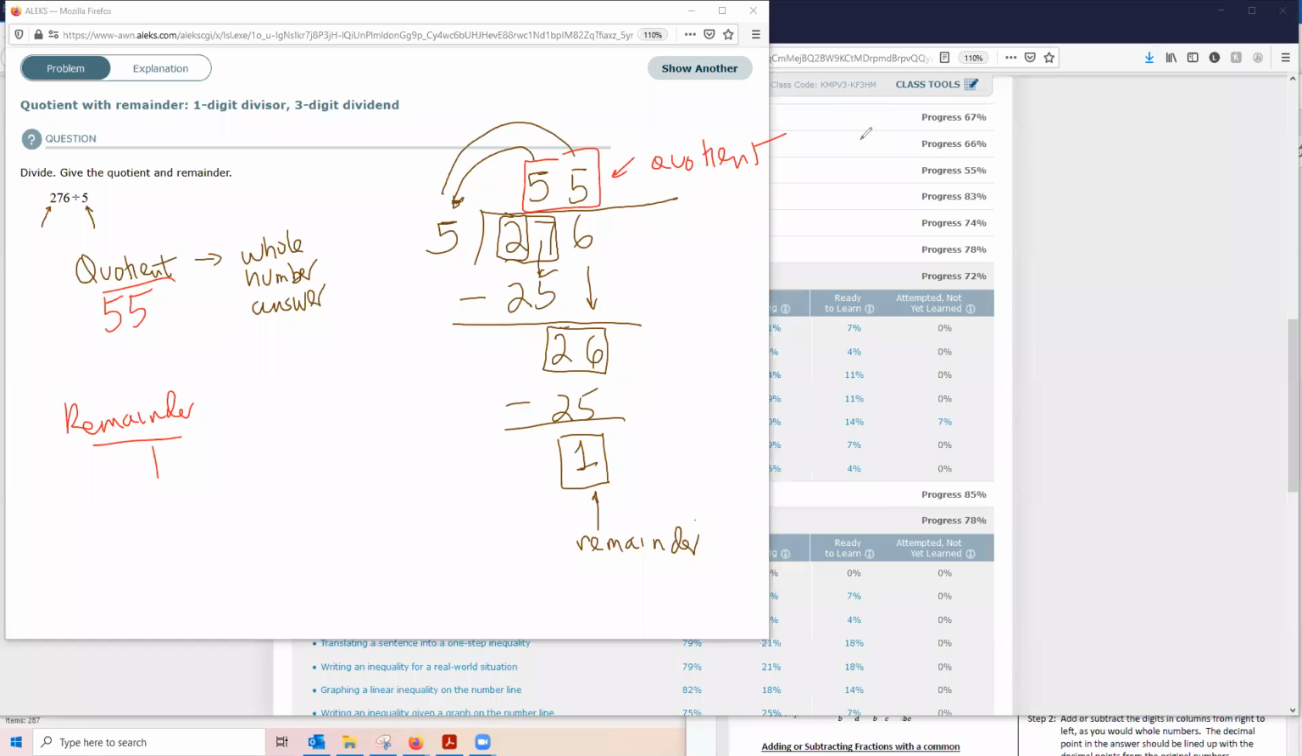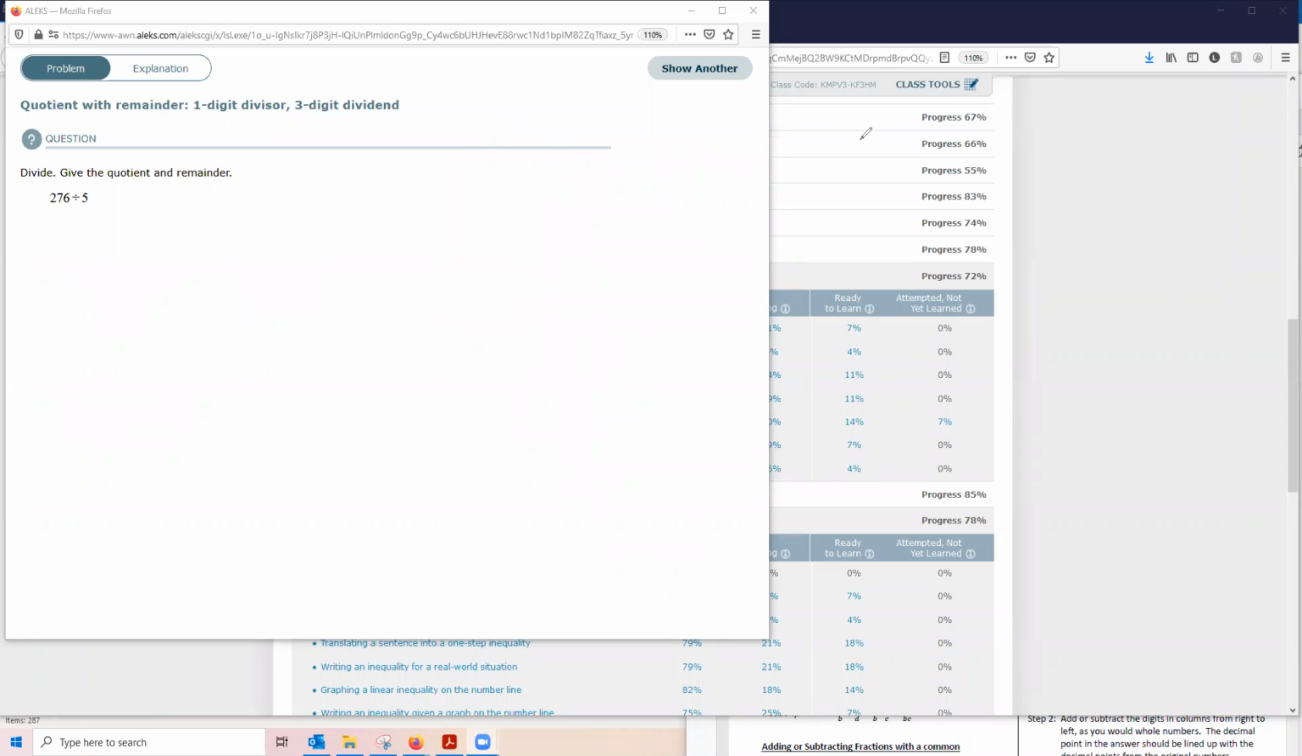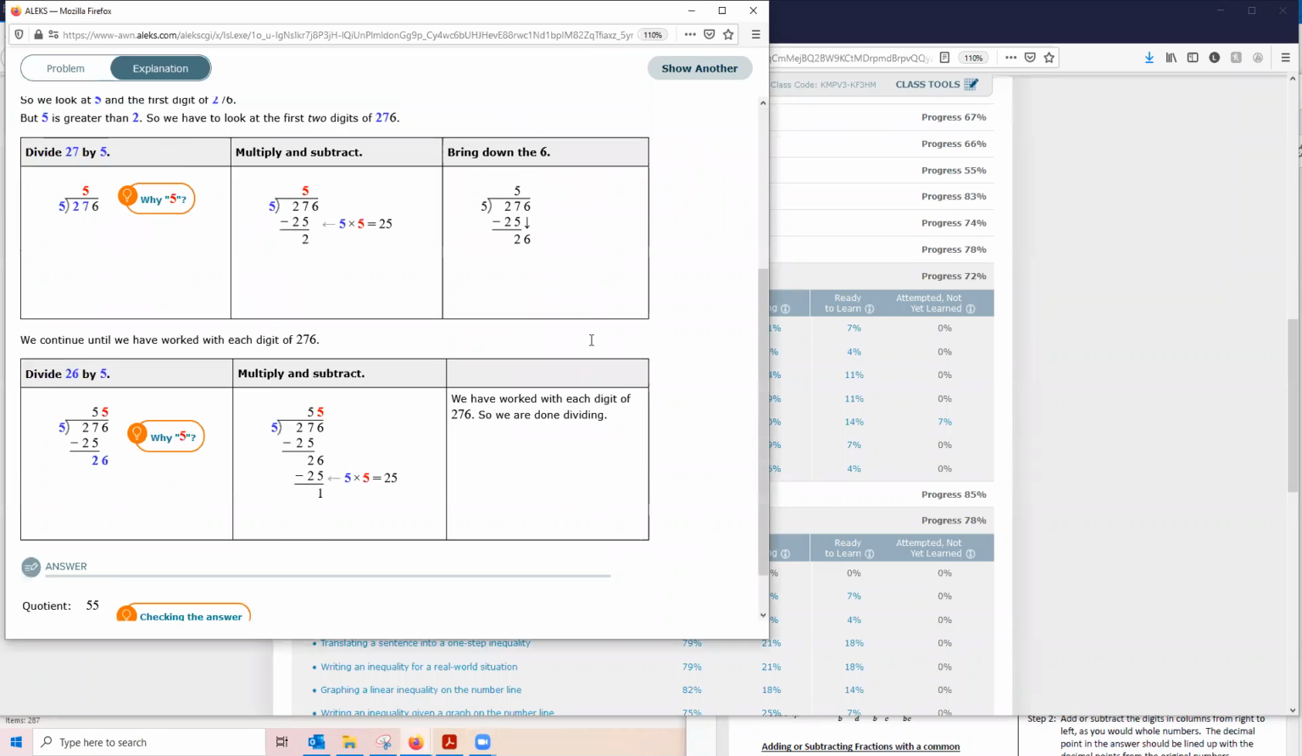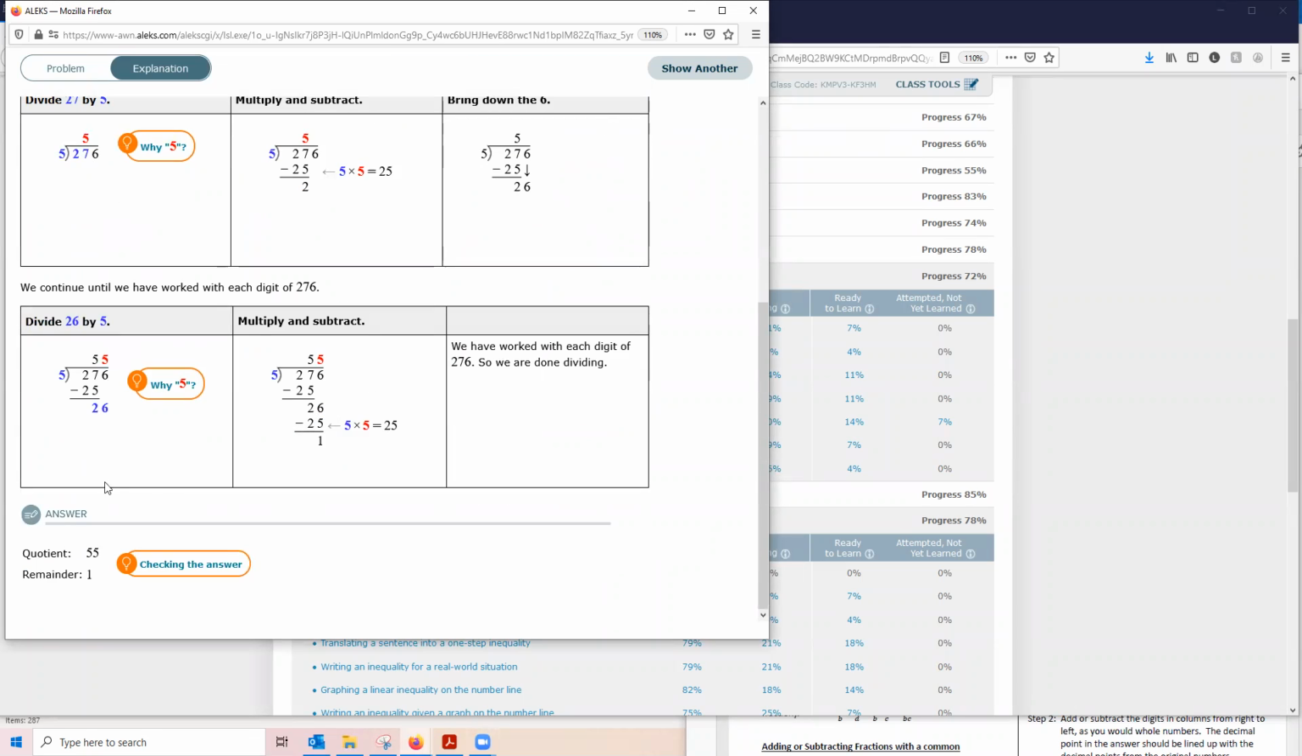Okay, and of course, remember, if you wanted to, you could go to the explanation and they would show you the step-by-step worked out long division process. They came up with a quotient of 55 and the remainder of 1.